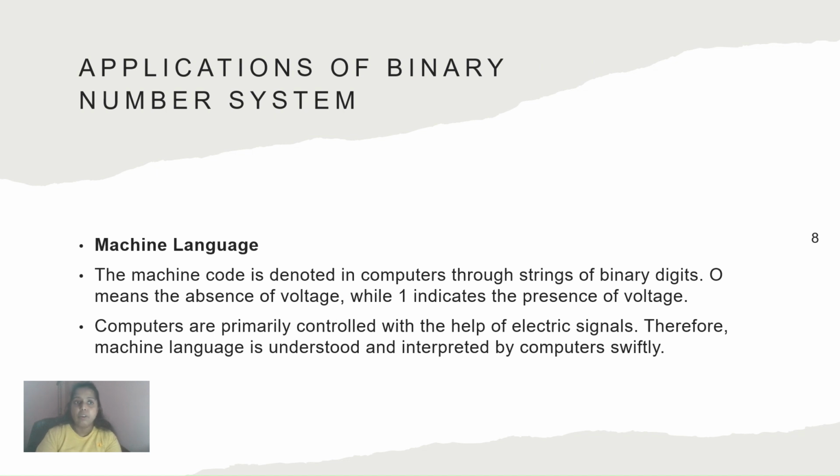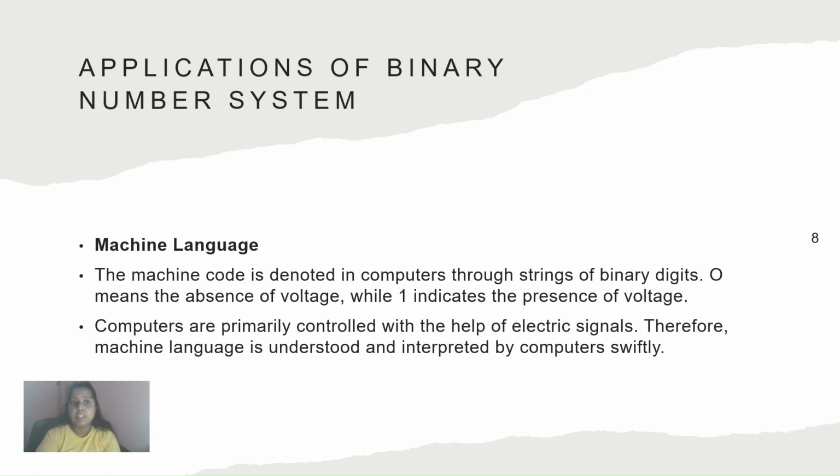Machine language. What is machine language? When we write code using zeros and ones, that means in binary, that is known as machine language. With very early computers, actually all the code was written in machine language. That is a very difficult task. Only specially trained people can do that. The machine code is denoted in computers through strings of binary digits.